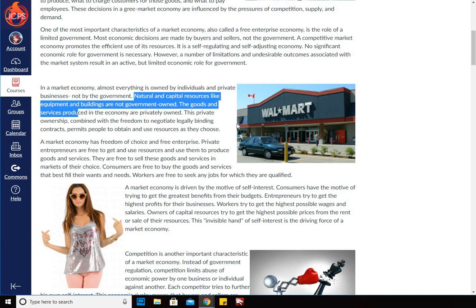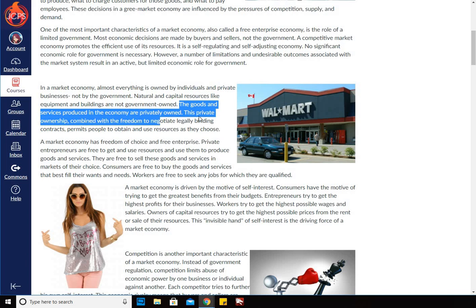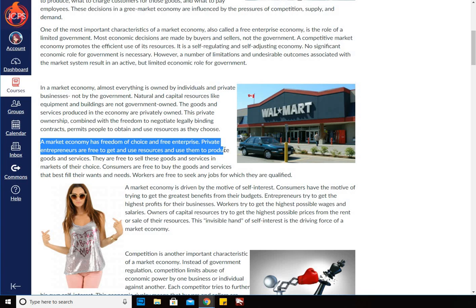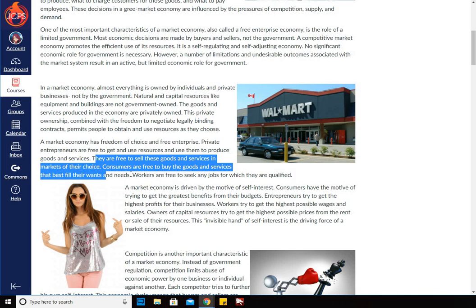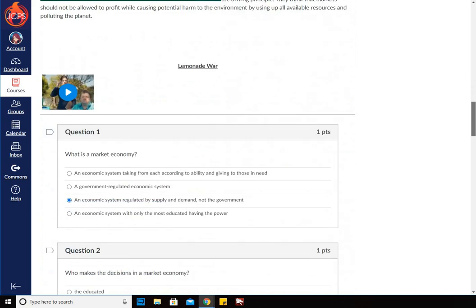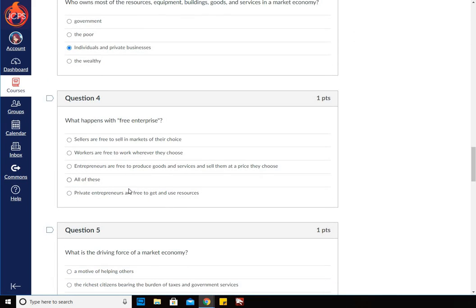Natural and capital resources, wait, I got that part already. The goods and services produced in an economy are privately owned. This private ownership, combined with the freedom to negotiate legally binding contracts, permits people to obtain and use resources as they choose. A market economy has freedom of choice and free enterprise. Private entrepreneurs are free. I hope you've noticed there is a reoccurring theme of free. Free to get and use resources and use them to produce goods and services. They're also free to sell these goods and services in markets of their choice. Consumers are free to buy the goods and services that best fill their wants and needs. Workers are free to seek jobs for which they are qualified. Okay, so number 4, all of these.